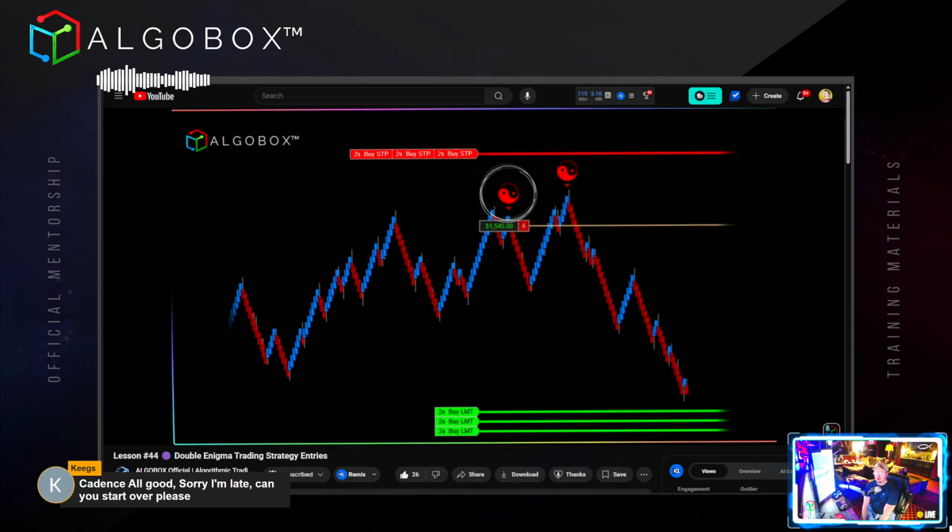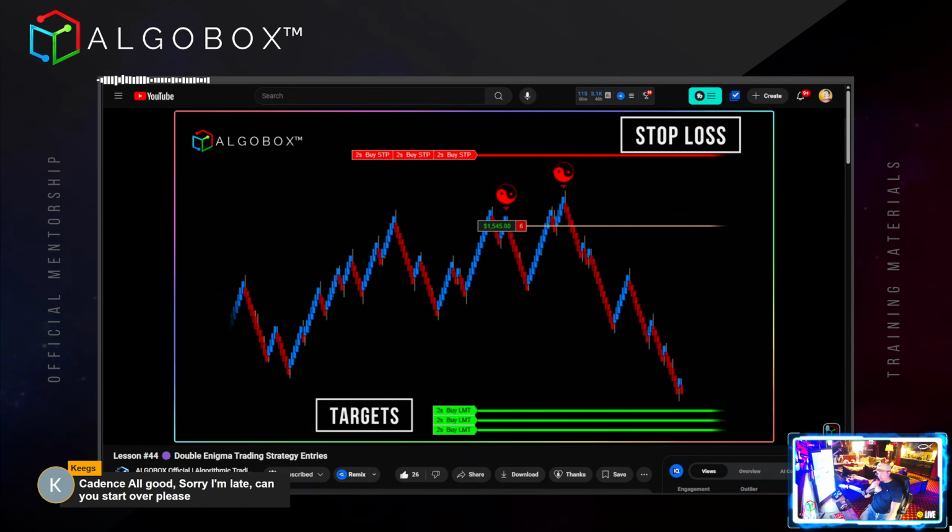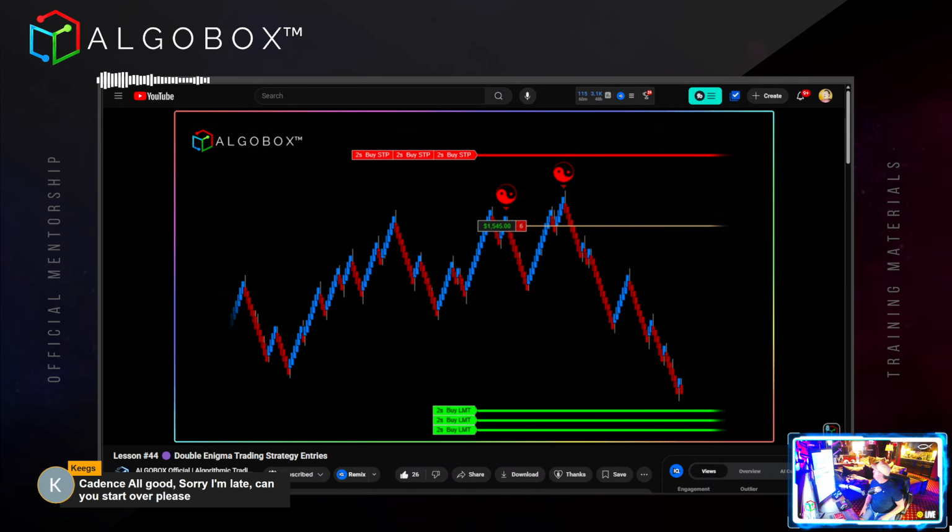Now take a look at this red double Enigma. With stops behind the Enigmas and targets set below, this setup indicates a potential downward move. Double Enigmas amplify the power.